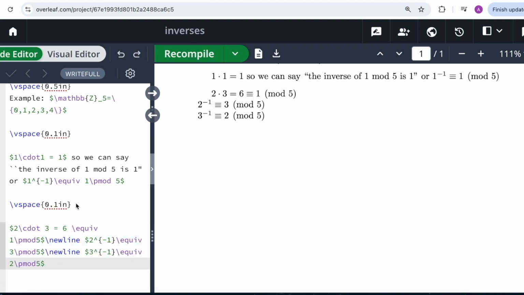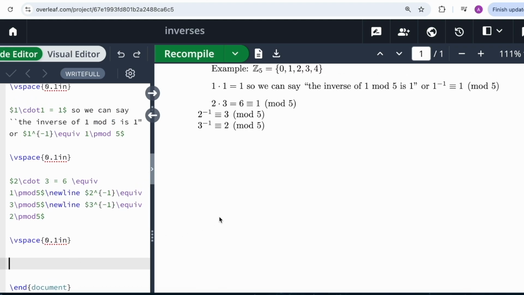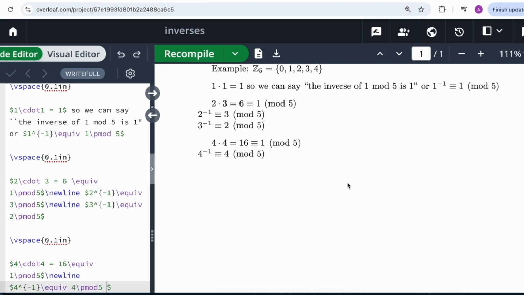Next, let's look at 4. Now, 4's inverse is going to be 4 mod 5. I'll show you why, and then I'll explain why I know that right away. We know 4 times 4 is 16, and 16 divided by 5, of course, we get a remainder of 1, so we have that 4 inverse is 4. So I didn't have to think about this too much.